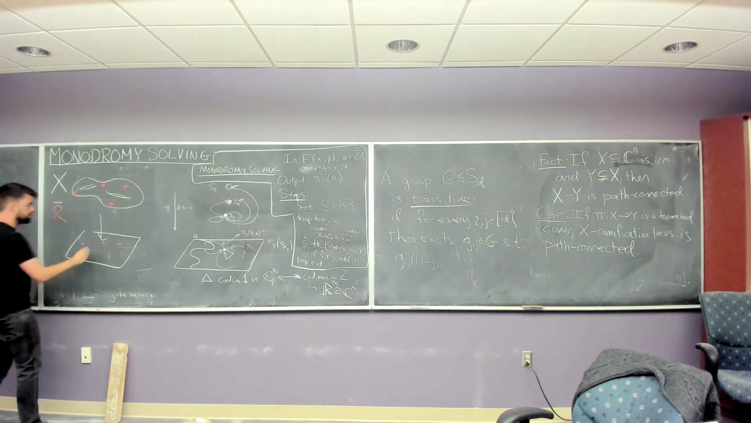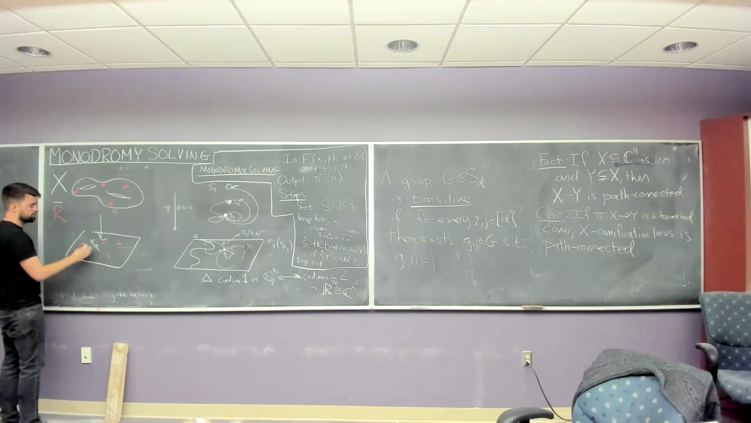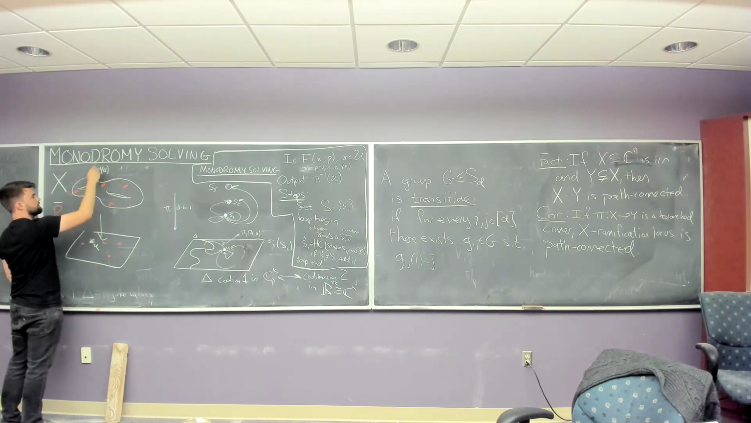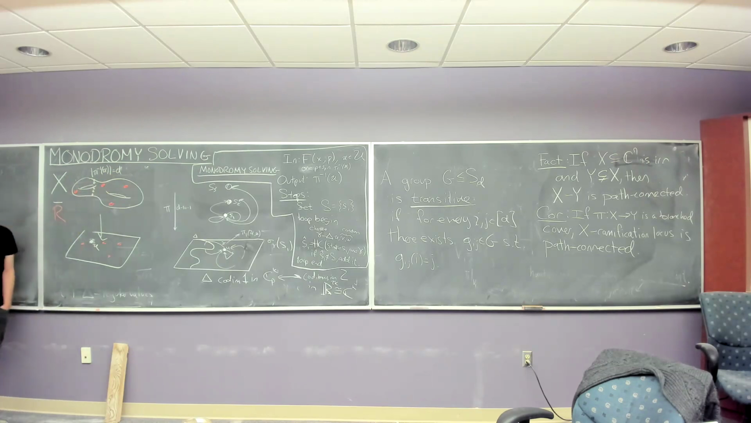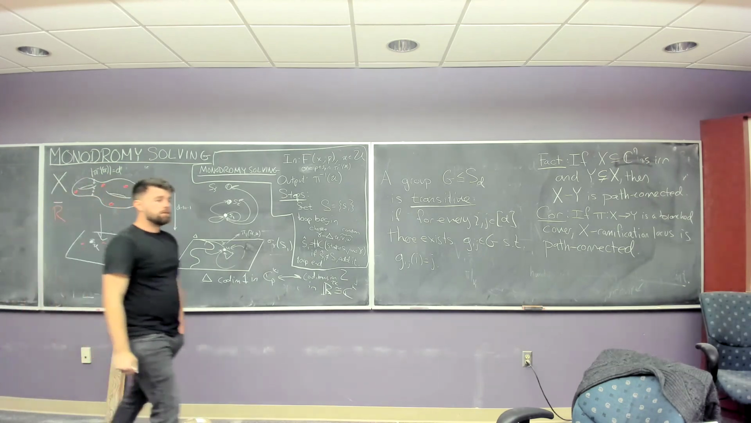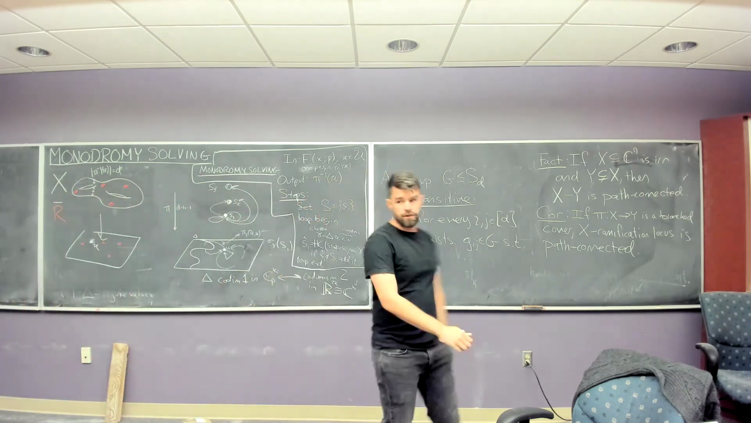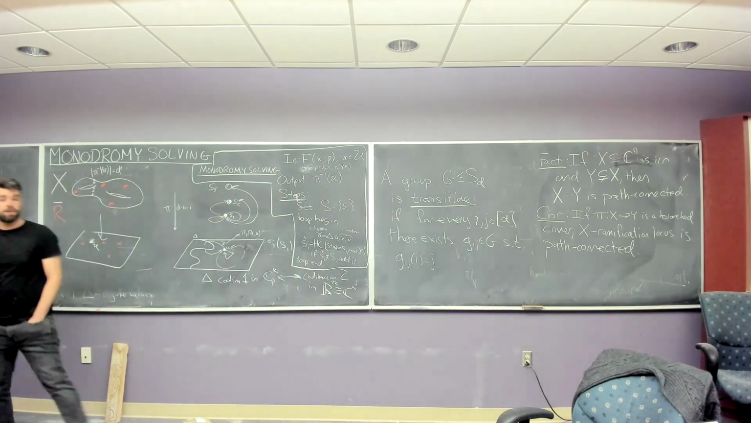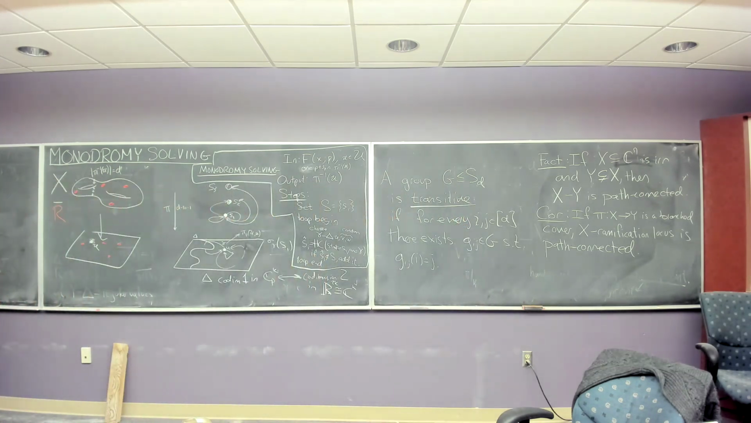Now let's take a point U in the regular locus. So I get d points upstairs. And I have to give you some permutation in the monodromy group which sends any one element in this fiber to any other. That's what I would have to do to show you that we're transitive.